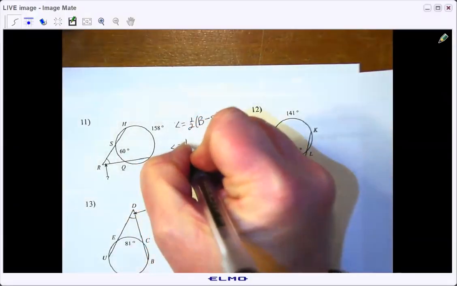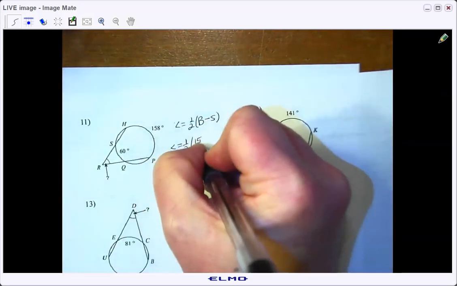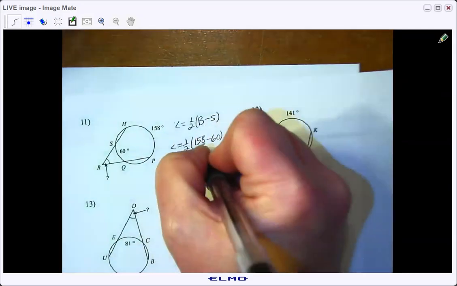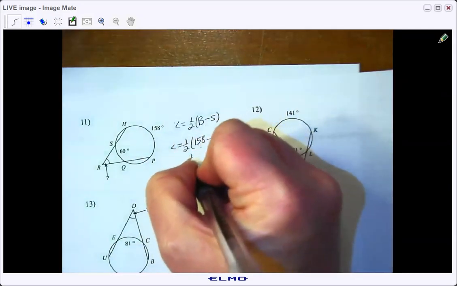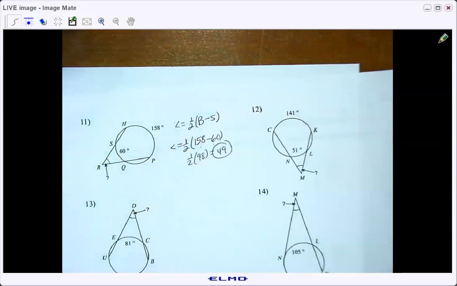So our angle is equal to 1/2. Our bigger arc, which is obviously bigger than 60, is 158 minus 60. 158 minus 60 is 98. So we have half of 98, which is equal to 49. And you're done.